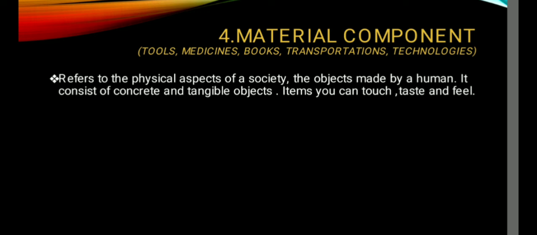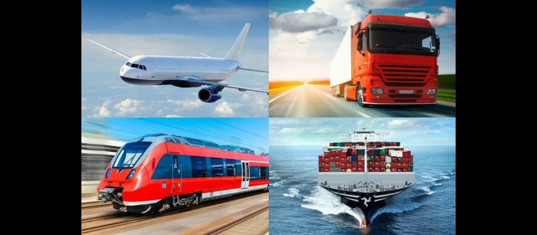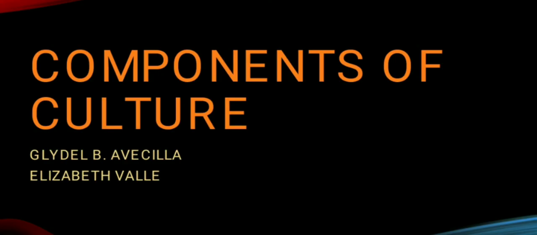And the last one is the material component. It refers to the physical aspect of society, the objects made by humans. It consists of concrete and tangible objects, items you can touch, taste, and feel. For example, the tools, medicines, books, transportation, and technologies. And those are the components of culture.